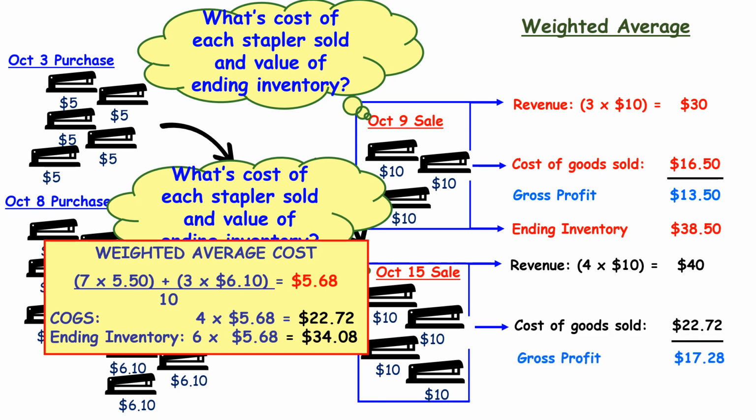So the answer to the question, what is the cost of goods sold? $22.72. Subtracting that from the revenue gives us a gross profit of $17.28, and the value of ending inventory is $34.08.